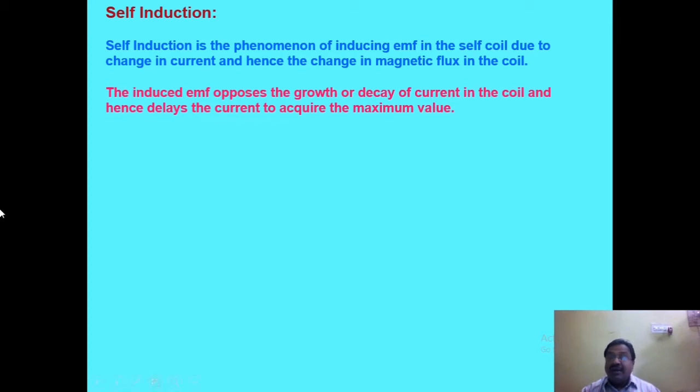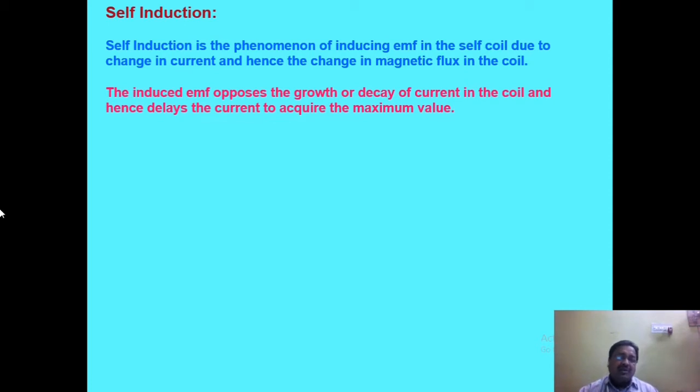It is very important. It is the phenomenon or property of a particular circuit. Self-induction is the phenomenon of inducing EMF in the coil due to change in current and hence the change in magnetic flux in the coil. In other words, self-induction of a circuit is defined as the property of the circuit by virtue of which it tends to oppose a change in the strength of the current. It tends to oppose a change in the strength of the current through it by inducing an EMF in itself.